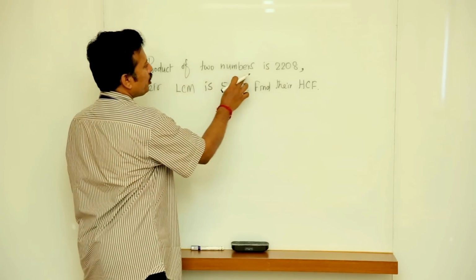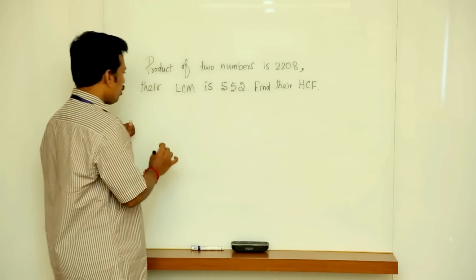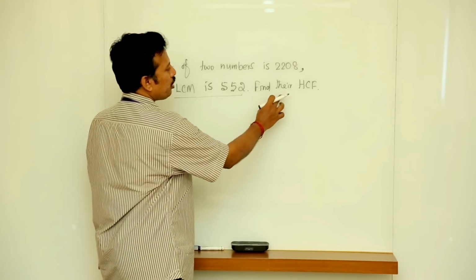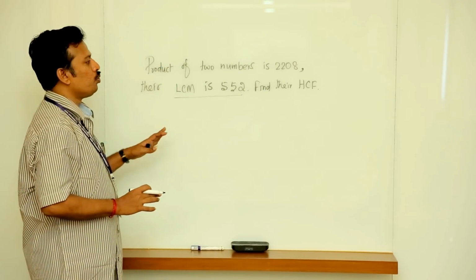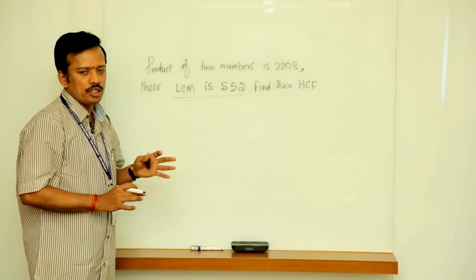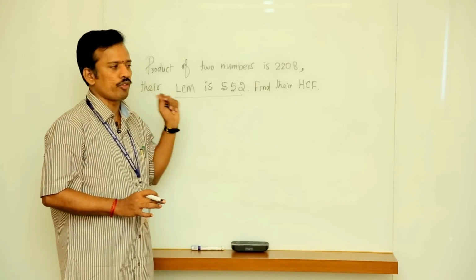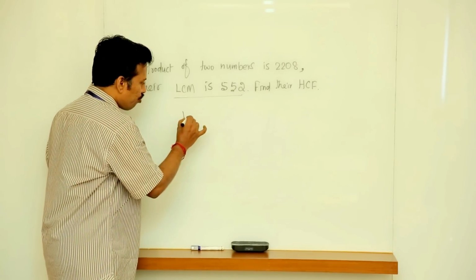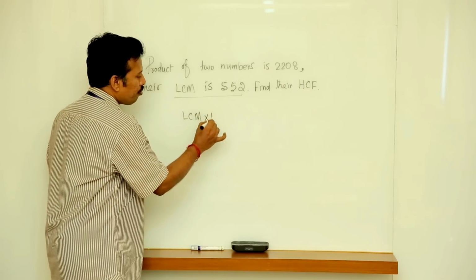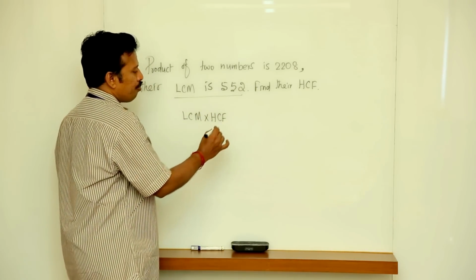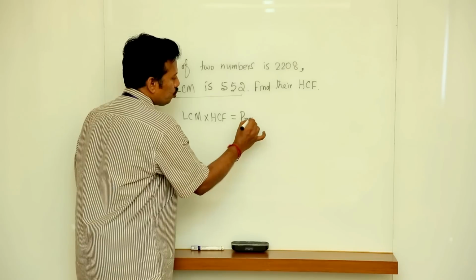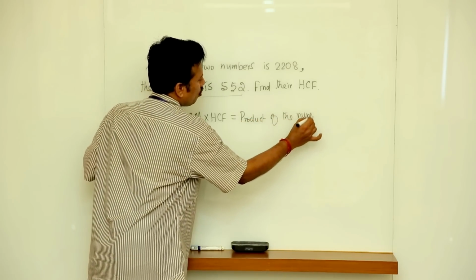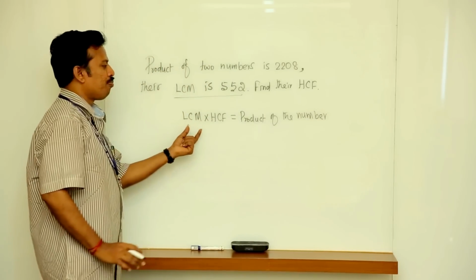So here is yet another sample problem related to LCM as well as HCF. The product of two numbers is 2208 and their LCM is given as 552. Find their HCF. This is one of the peculiar types of question you will very often come across in placements as well as competitive exams. This is just a concept related to how these are related. LCM into HCF of the given numbers is always equal to the product of the numbers.